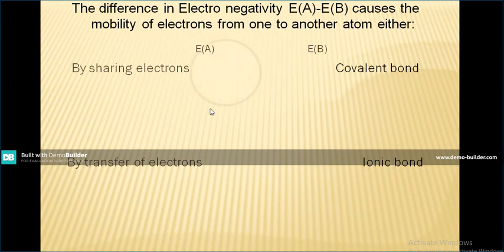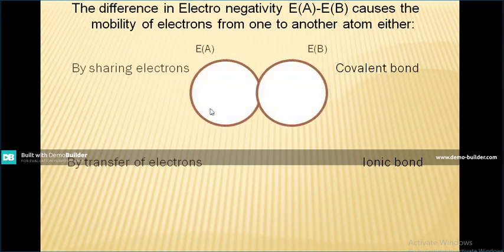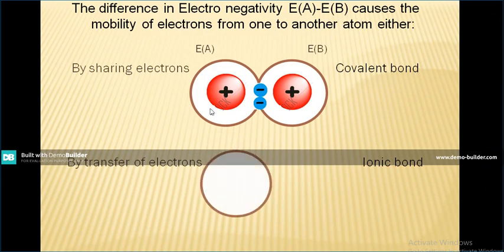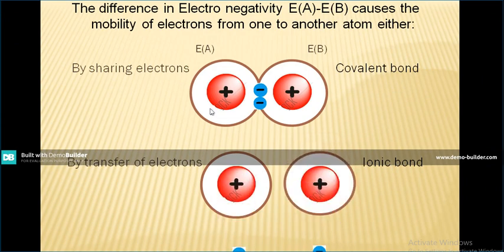So now, how? Here we have two atoms and two nuclei. Some prefer to share their electrons, as we will see after, and the other two atoms prefer to transfer their electrons from one atom to another, according to what we call the difference in electronegativity.